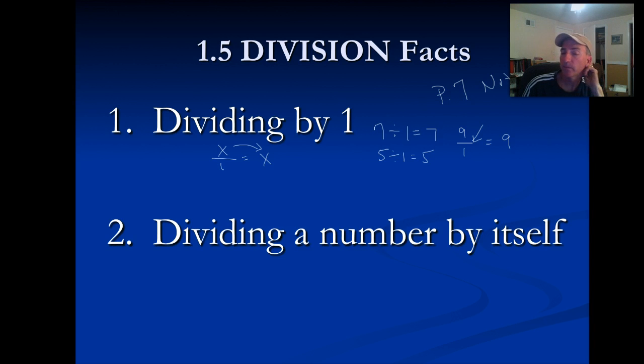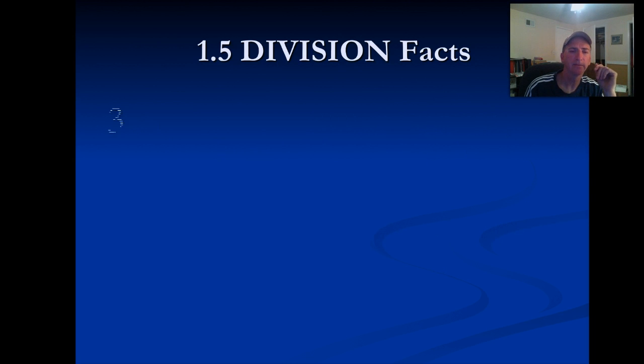But let's say you divide a number by itself, such as 7 divided by 7. What that means is, let's say I have 7 things. I put them into 7 different groups. You'd have 1 in each group. 5 divided by 5, 5 things, 5 groups, you'd have 1 per group. So it doesn't matter what the number is, anything divided by itself is 1 every time. The only exception would be 0. You can't do 0 divided by 0. We'll talk about that a little bit later.